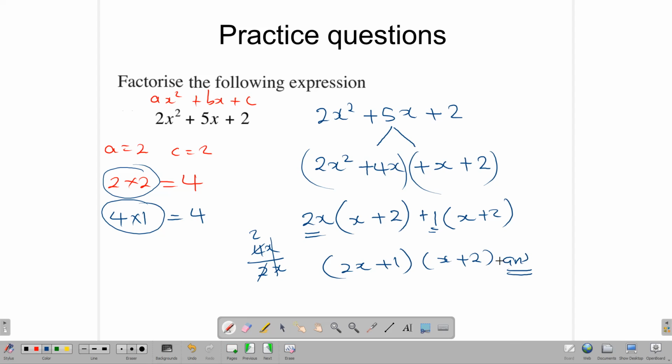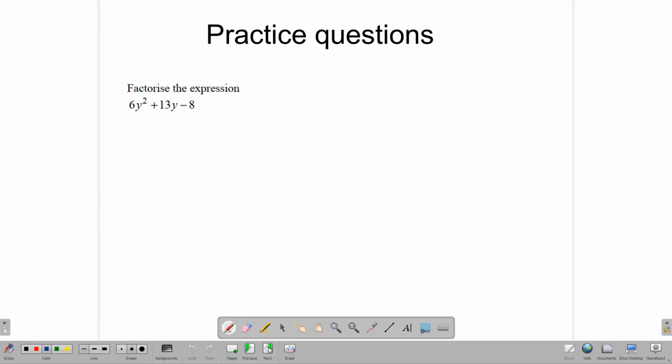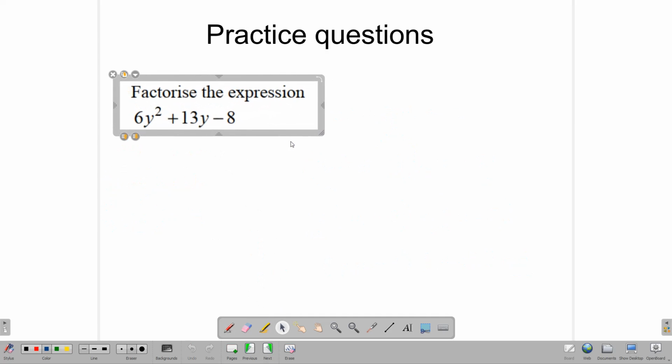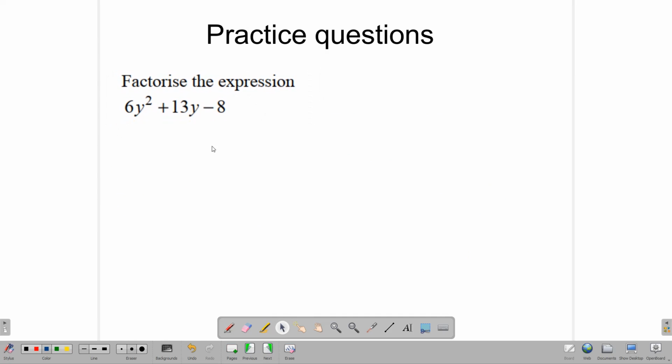So this one is quite interesting. I kept it simple so we could go through the process. Everything was positive. We're going to mix it up a little bit and make it a little more interesting. Let's try this other one. First, let me just make this a little bigger here. So we have to factorize the expression 6y squared plus 13y minus 8.